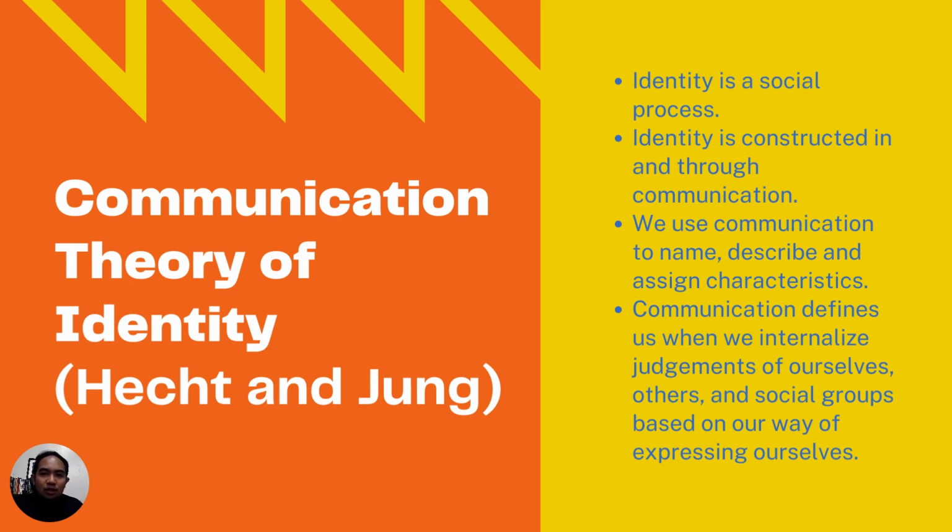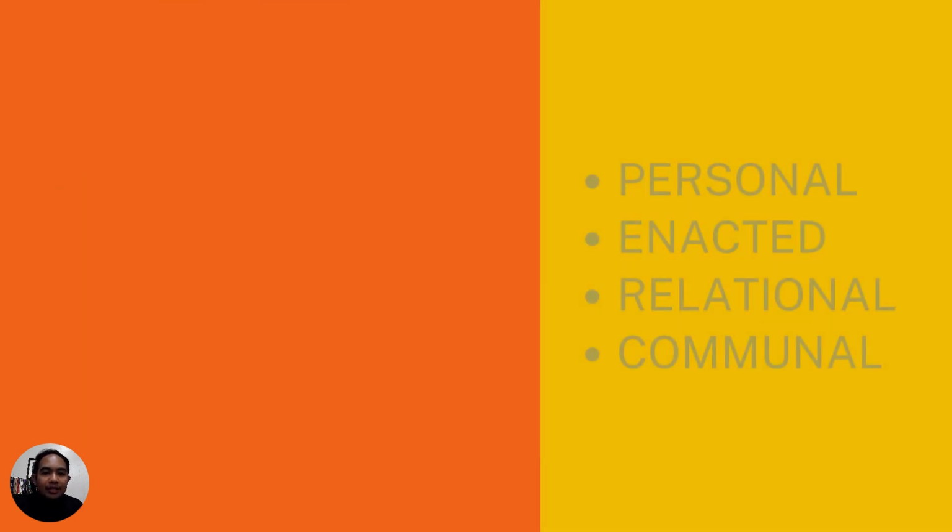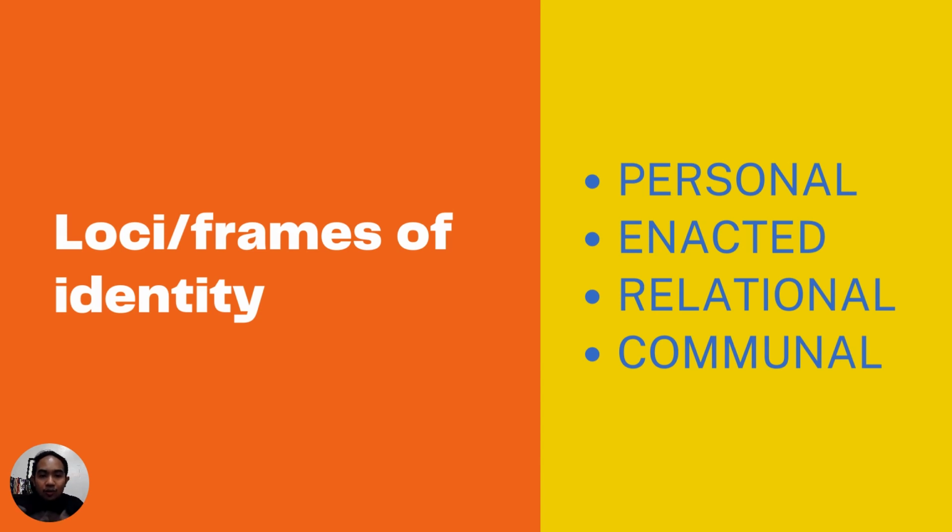So as we continue to understand more about this theory, we would also look at some of the frames or loci of identity. And these are personal, enacted, relational, and finally communal. So these frames of identity will actually help us understand how our identity is multifaceted and how our identity is based on social interactions. So let's try to look at them one by one. First, we go to the personal frame. So personal frame include self-cognition.